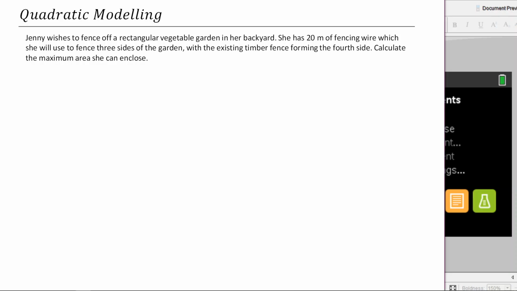Welcome. So in this lesson, we're going to be talking about quadratic modeling. Let's read this question before us. It says, Jenny wishes to fence off a rectangular vegetable garden in her backyard. She has 20 meters of fencing wire, which she will use to fence 3 sides of the garden, with the existing timber fence forming the 4th side. Calculate the maximum area she can enclose.